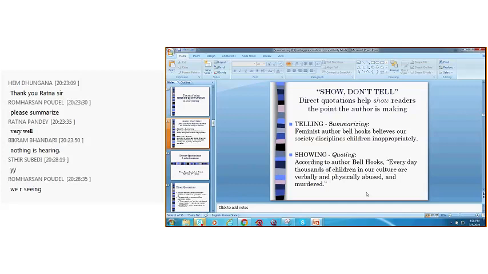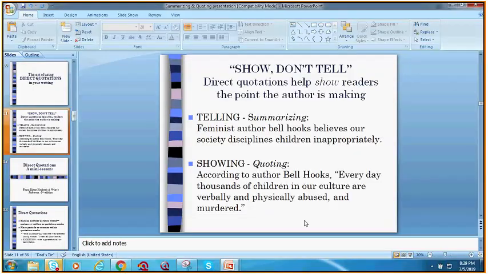So what is your understanding, and what insight could you get from this slide? I understand that quoting is direct speech of authors, and summarizing means indirect speech. Okay, very good. Not exactly, but to some extent it is true. Summarizing means telling exactly what is happening over there. Quoting means showing the entire event through writing. So one is showing and one is telling.